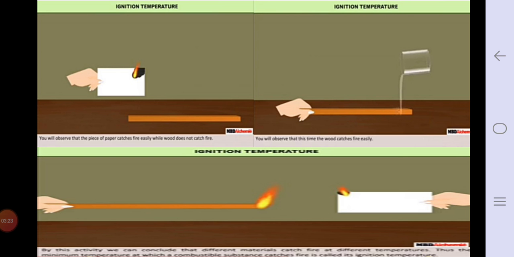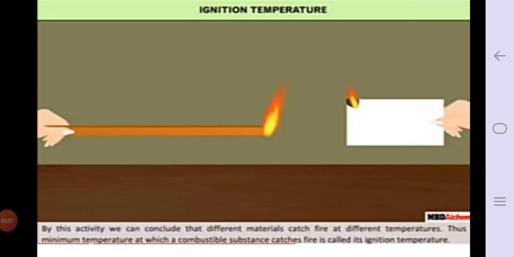So what we have done in the second picture, you can see kerosene is applied at one end of the wooden stick, and then with the help of a matchstick we try to burn it. It burns easily. So what this tells us is that different materials catch fire at different temperatures. Thus the minimum temperature at which a combustible substance catches fire is called its ignition temperature.